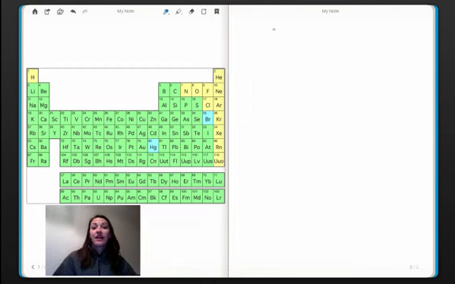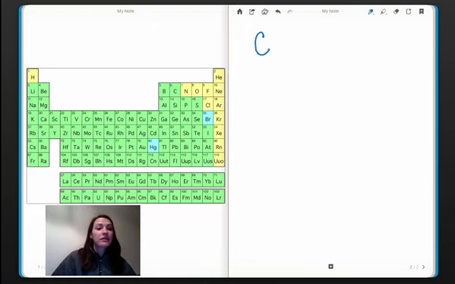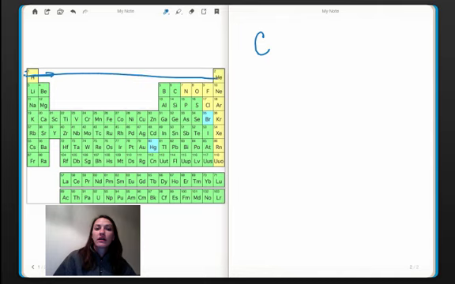Let's try another one. This time, let's try carbon. We're going to start on our first energy level, and as we move our pen across, we're going to write down what electrons we pass. So we're going to go all the way to the end of the first period and record. We've got 1s, and we've got 2 electrons. Again, we're going to go here. We've got 2s, and that's the end of one row, 2 electrons.